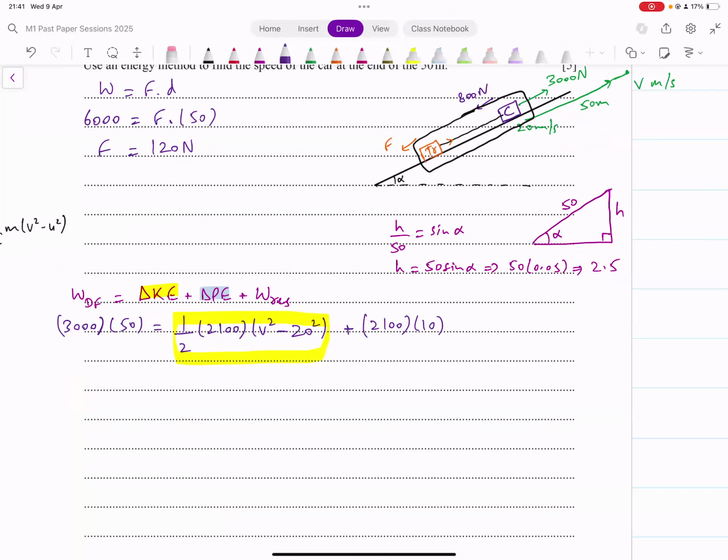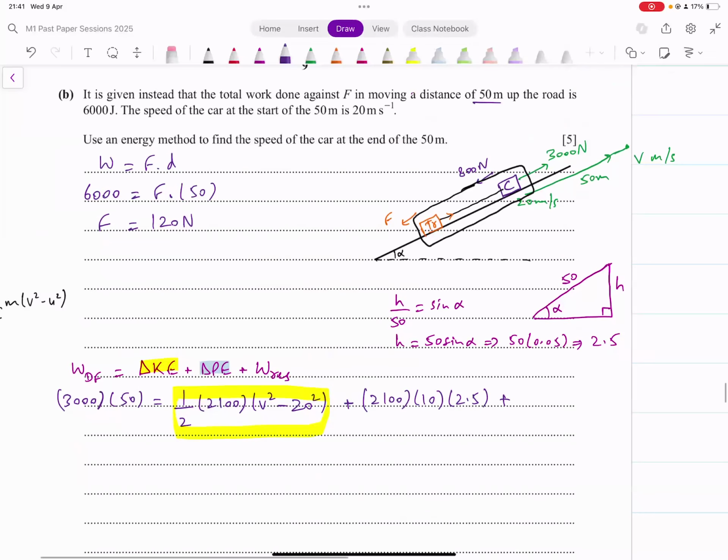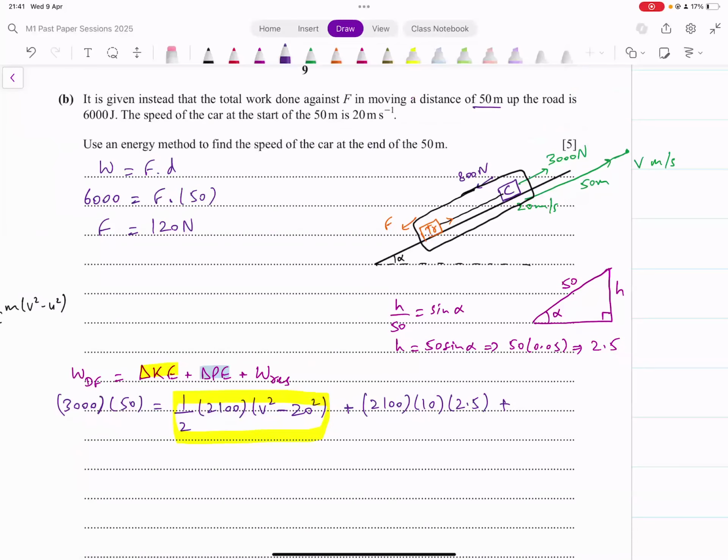Is the height increasing or decreasing? The height is increasing, right? So we use this as a positive number. Plus work done against resistance. What about that? The total work done against F in moving a distance of 50 meters up the road is 6,000 joules. So we know the work done against F already.